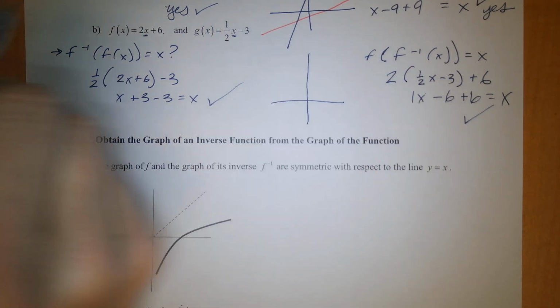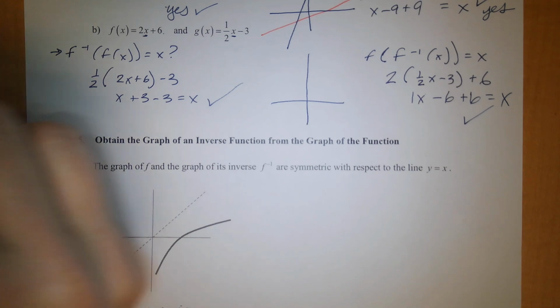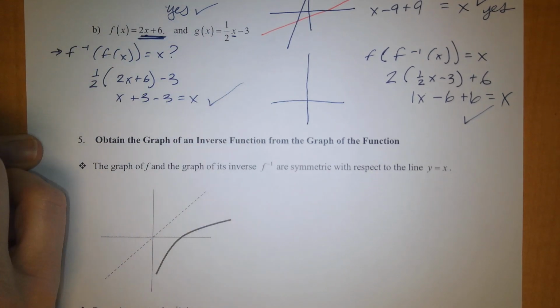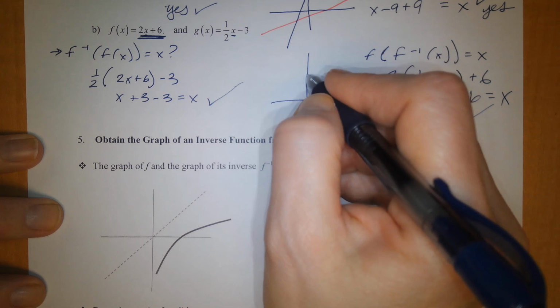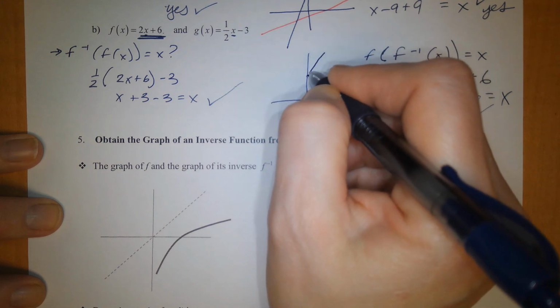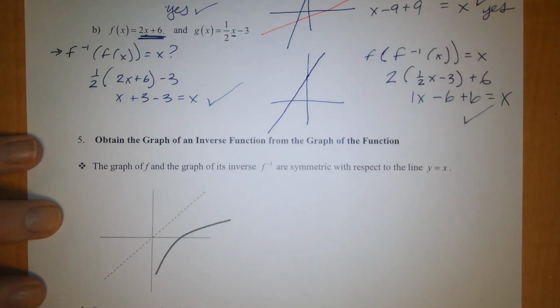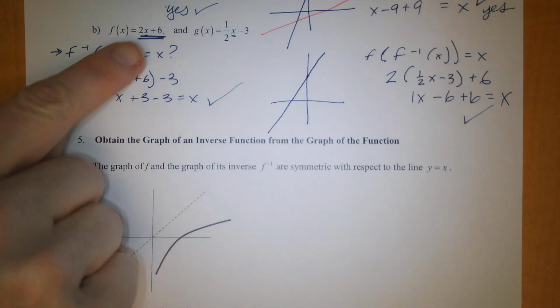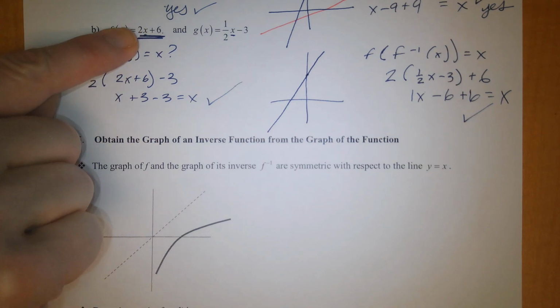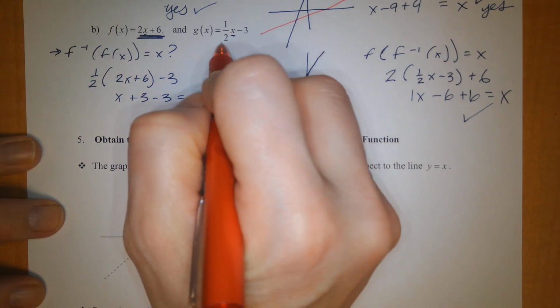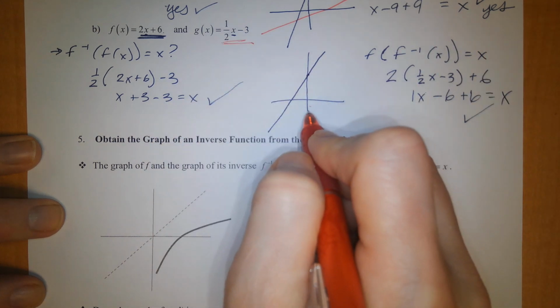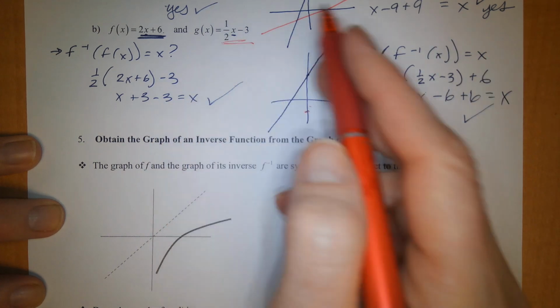Now I'm going to look again at a brief sketch of both of these. This original 2x plus 6 looks like a line going through the y-intercept of 6 with a slope of 2. This graph has a y-intercept of -3 with a slope of 1/2.